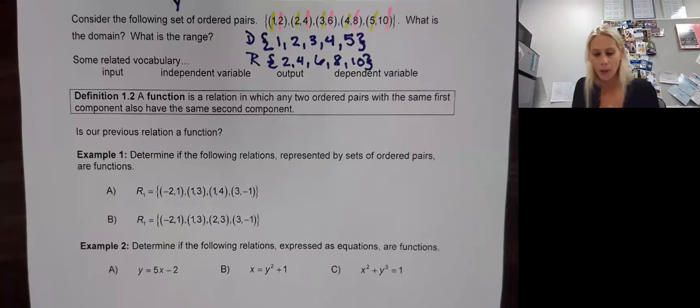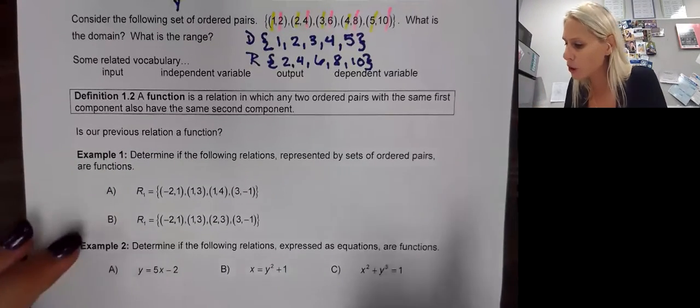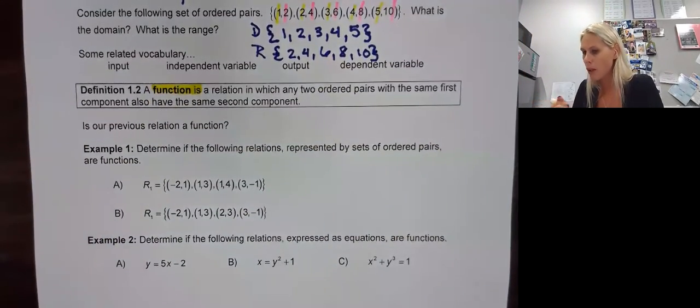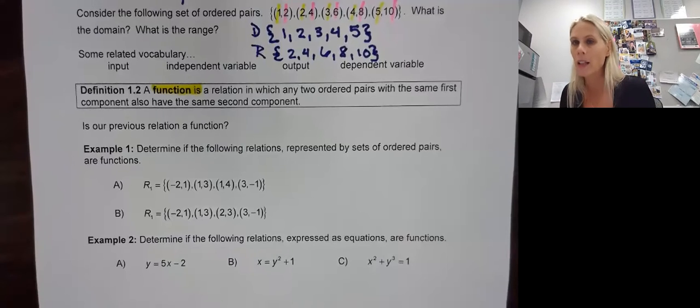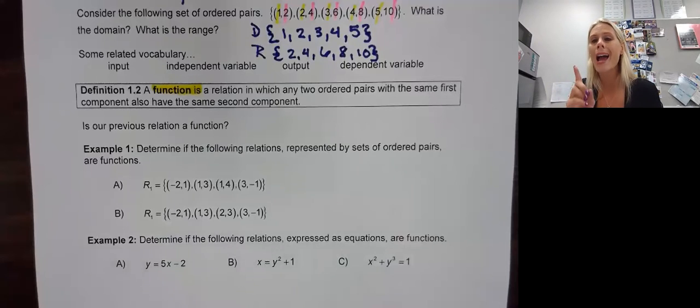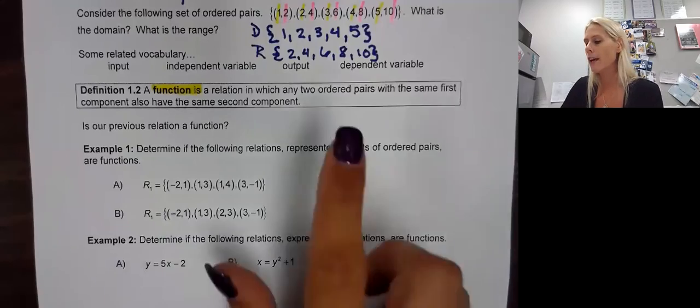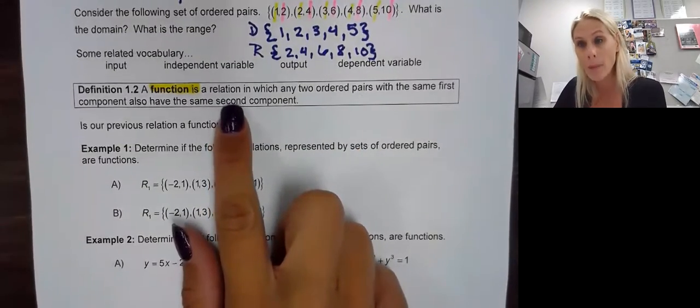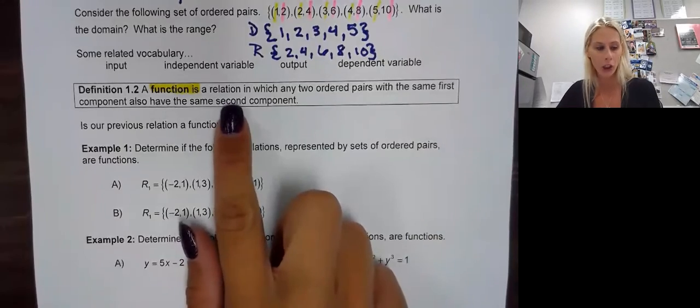So a function. A function is a relation in which two ordered pairs with the same first component also have the same second component. What we used to do when we learned this in secondary 1, 2, and 3 is we would say that for every input, there was only one output. For every x, there was only one y. And that's why if you had two of the same x's, they have to have the same y. Otherwise, it would not be a function, okay?